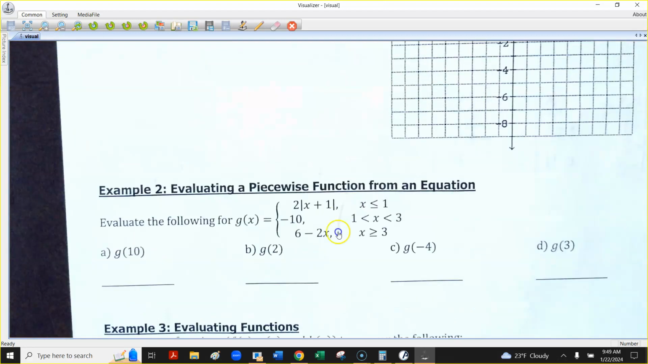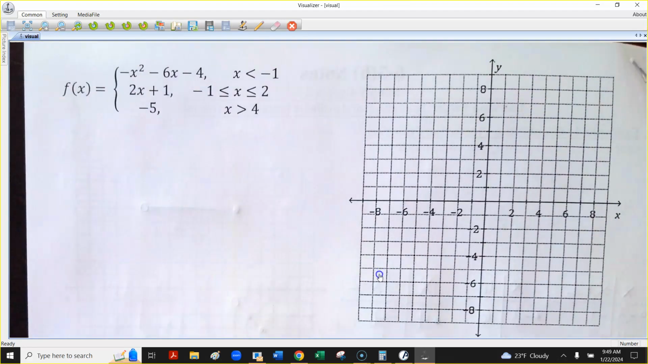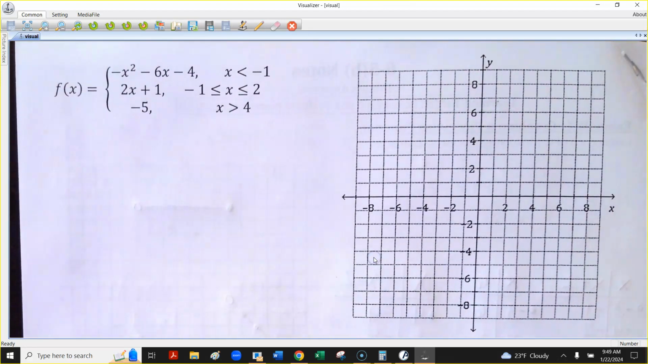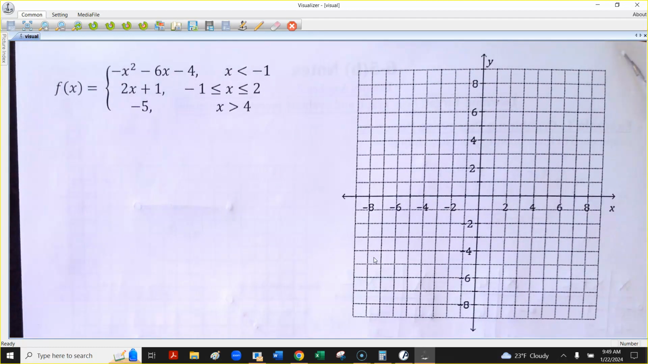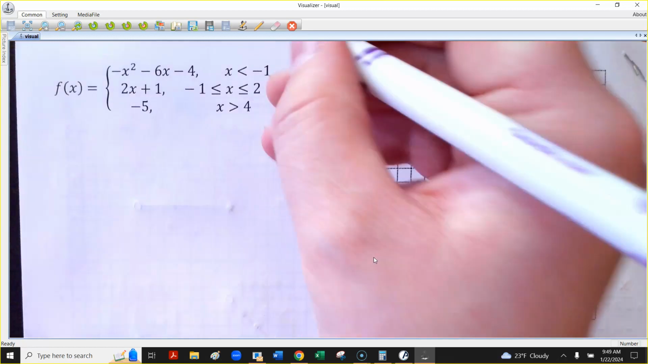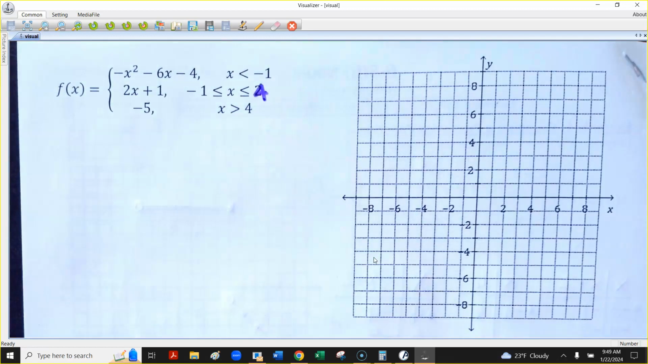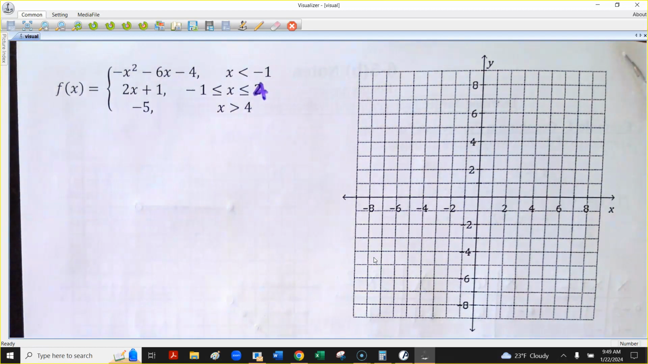Now, I'm going to have you guys do one more here. This one has a quadratic in it, and do me a favor, I totally screwed this up. Change this so it says 4. I don't know why I had a 2. Just change that so it says 4 for me.